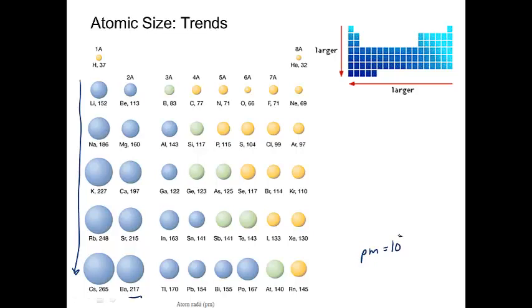A picometer is 10 to the minus 12th meters. It's a thousandth of a nanometer. And as you go to the right in the periodic table, things get smaller.